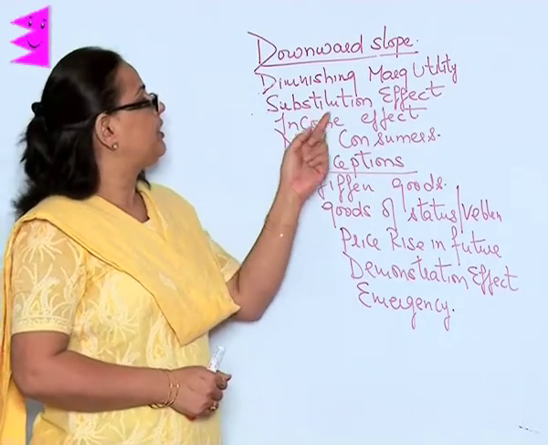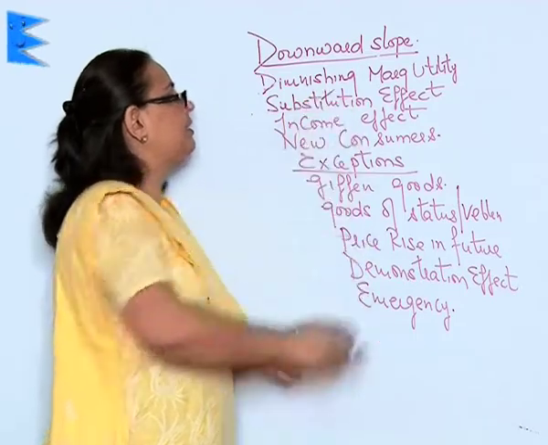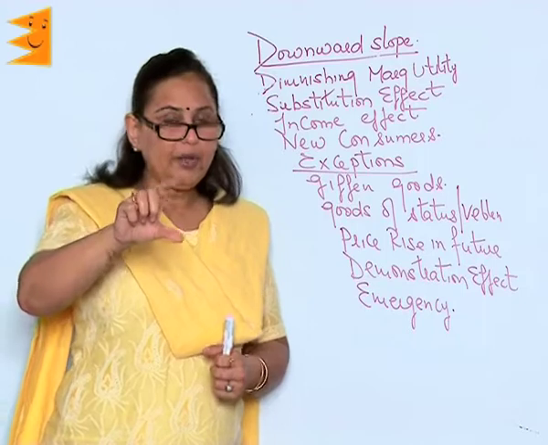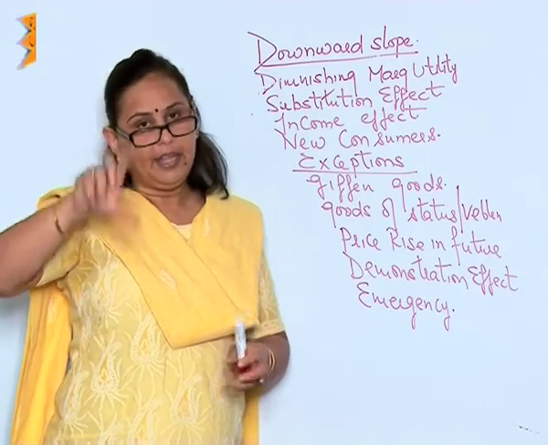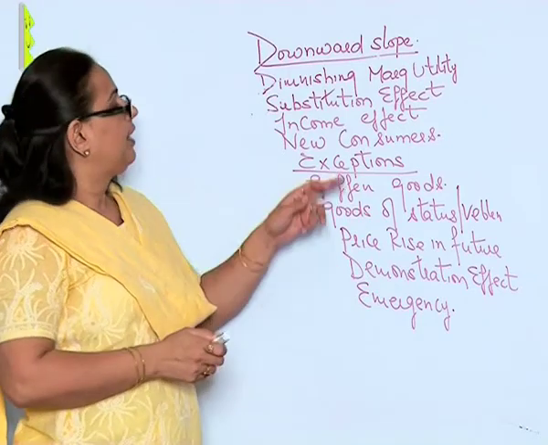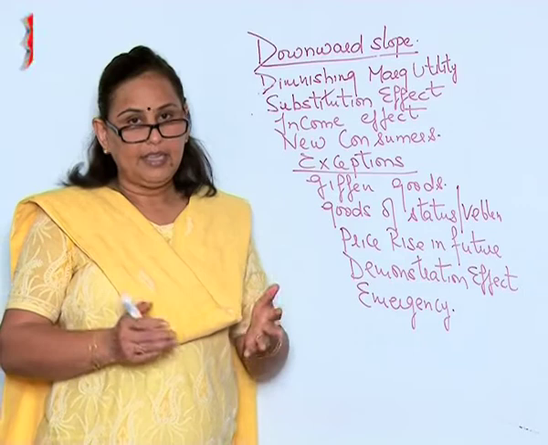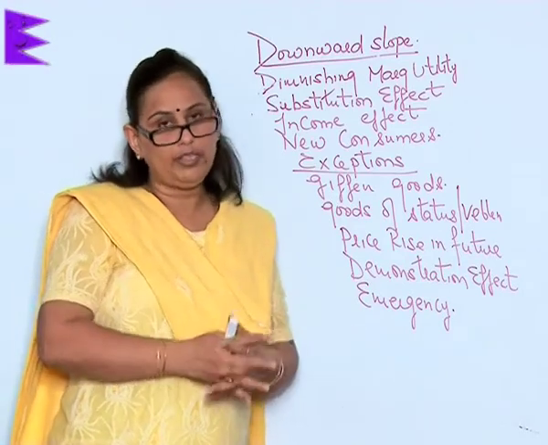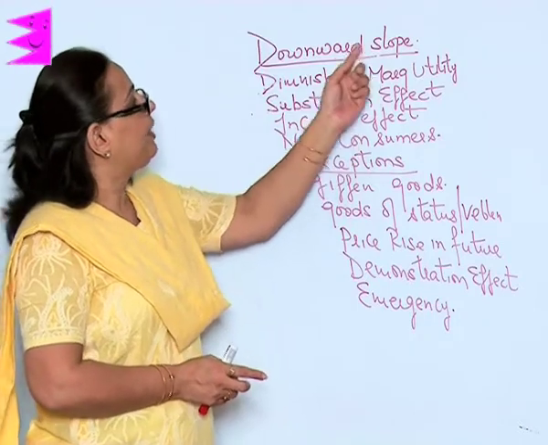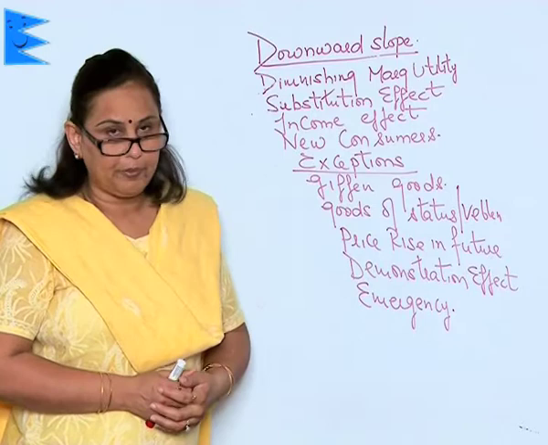Then is the substitution effect. The substitution effect means when the price of one commodity increases, we buy its substitute. That is, if the price of tea increases, then consumers will shift towards coffee. That is its substitution effect, which will again make the demand curve a downward slope.